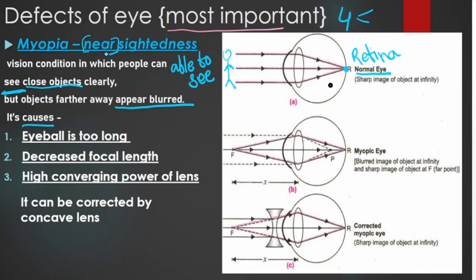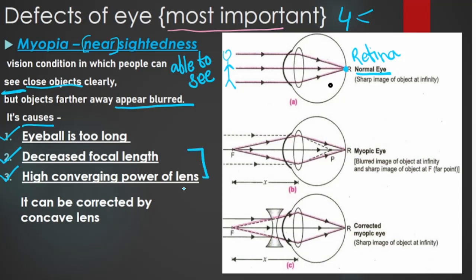Myopia is the defect of the eye when you are able to see nearby objects but not far away objects. Eyeball is too long, decreased focal length, high converging power of lens.